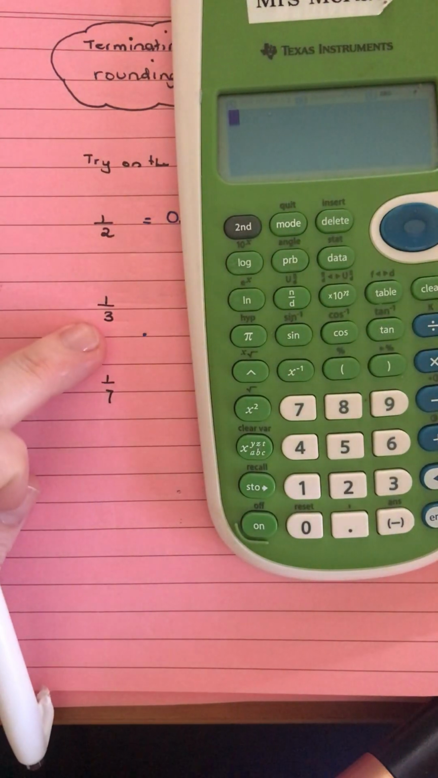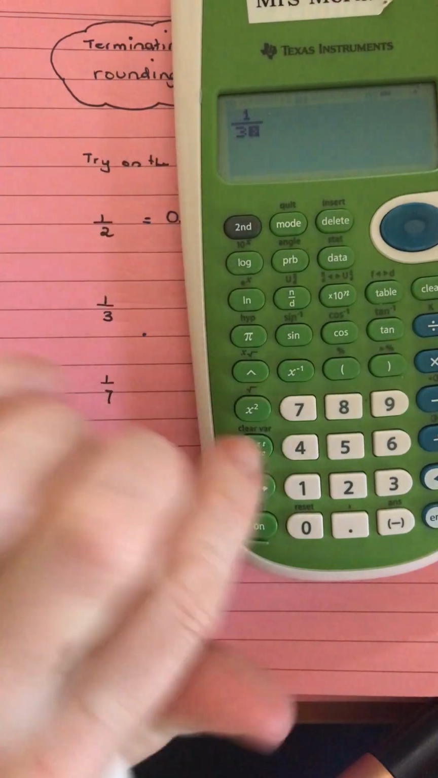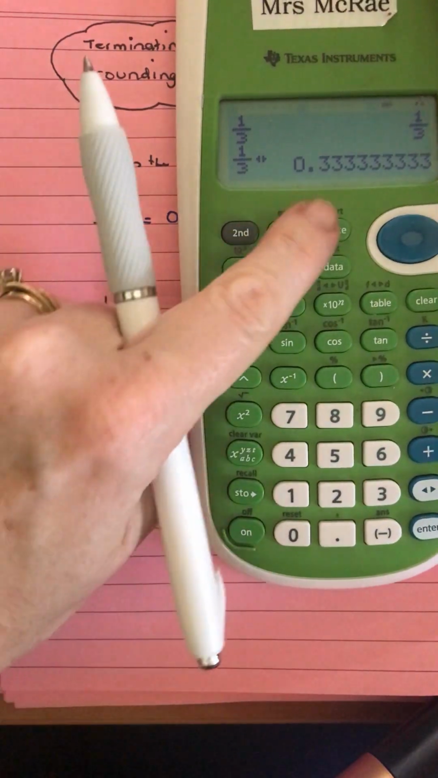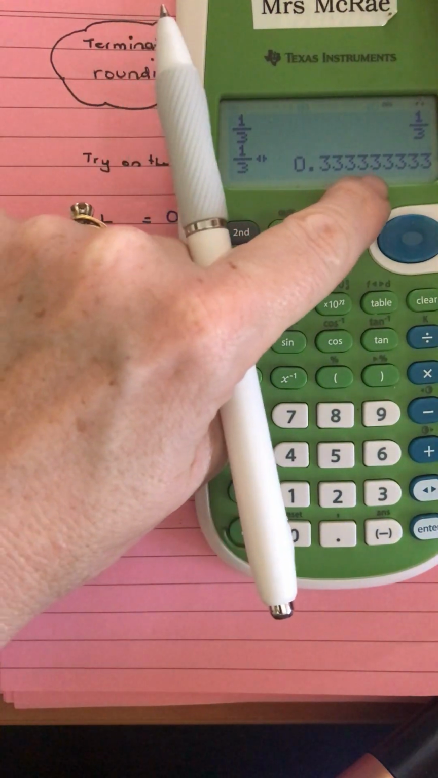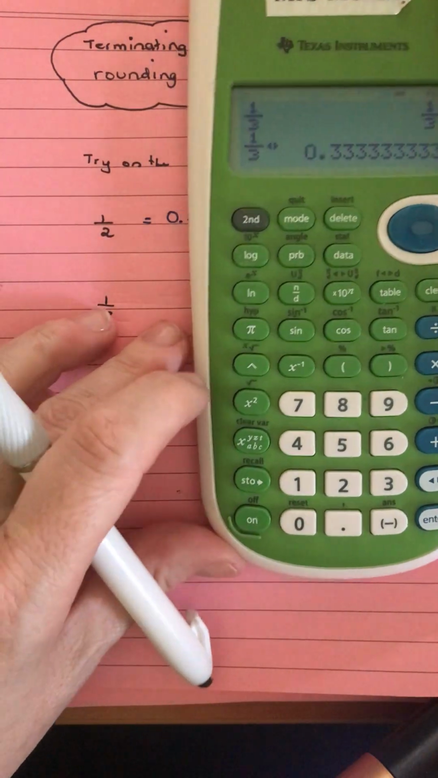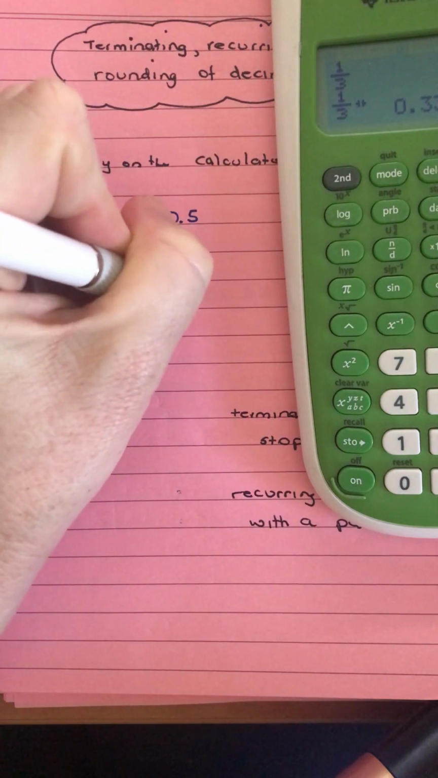The next one we've got is 1/3. So I'm going to pop that on my calculator. I've got my 1/3 written there, press enter, and then press that arrow. Now you can see we've got 0.333333333. It keeps going and it has a pattern to it because it's all 3. So we would call that a recurring decimal.